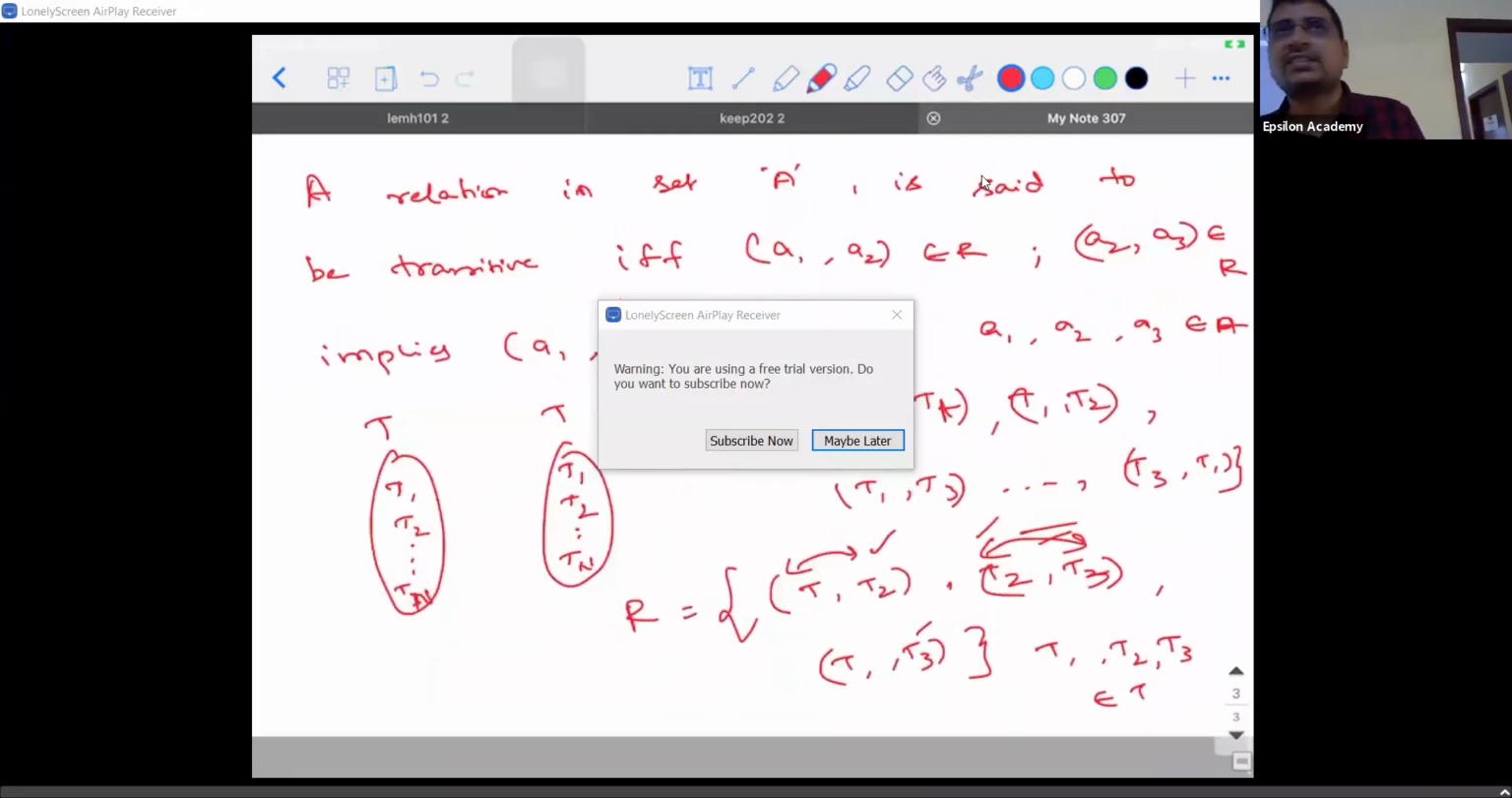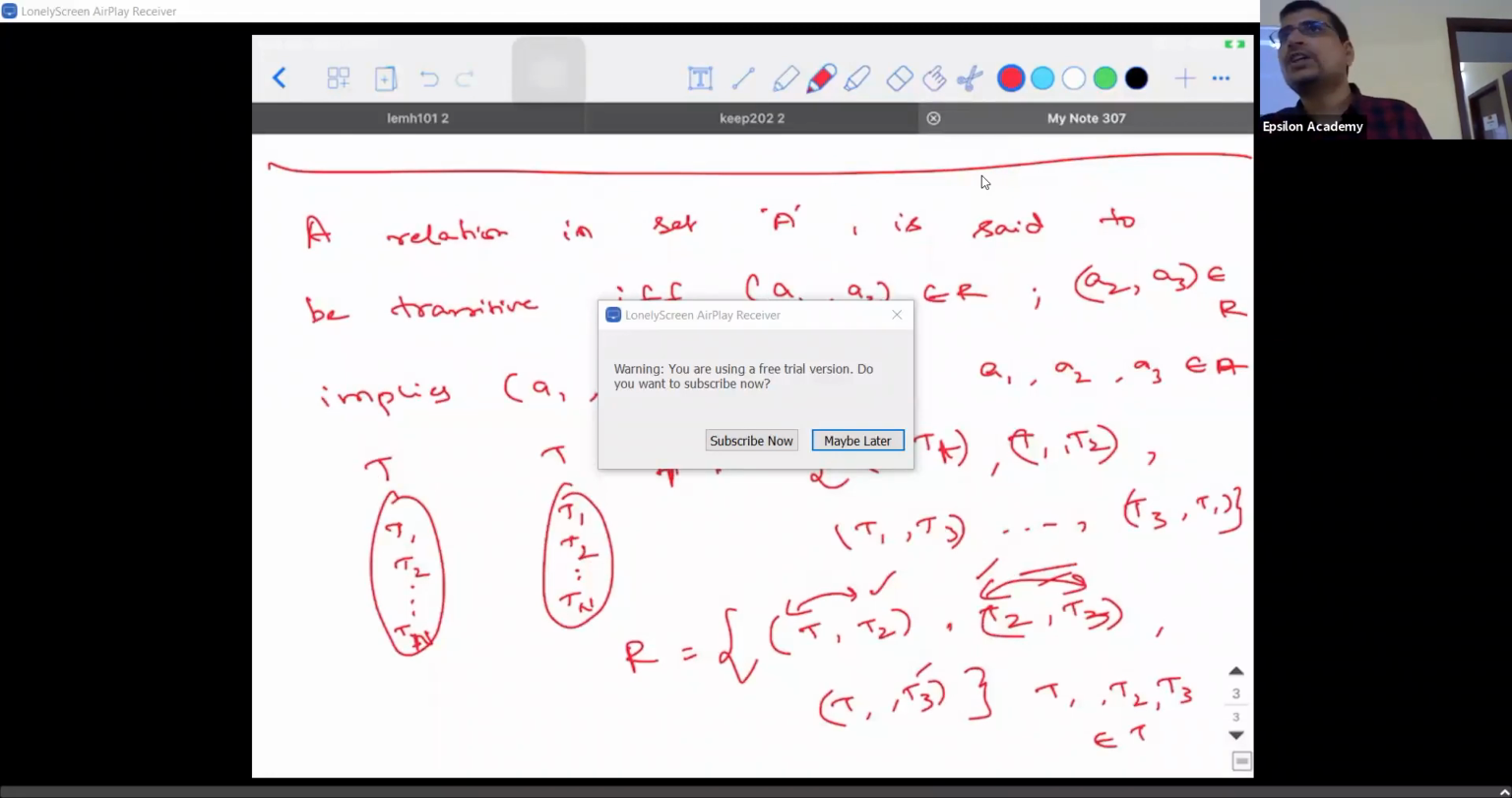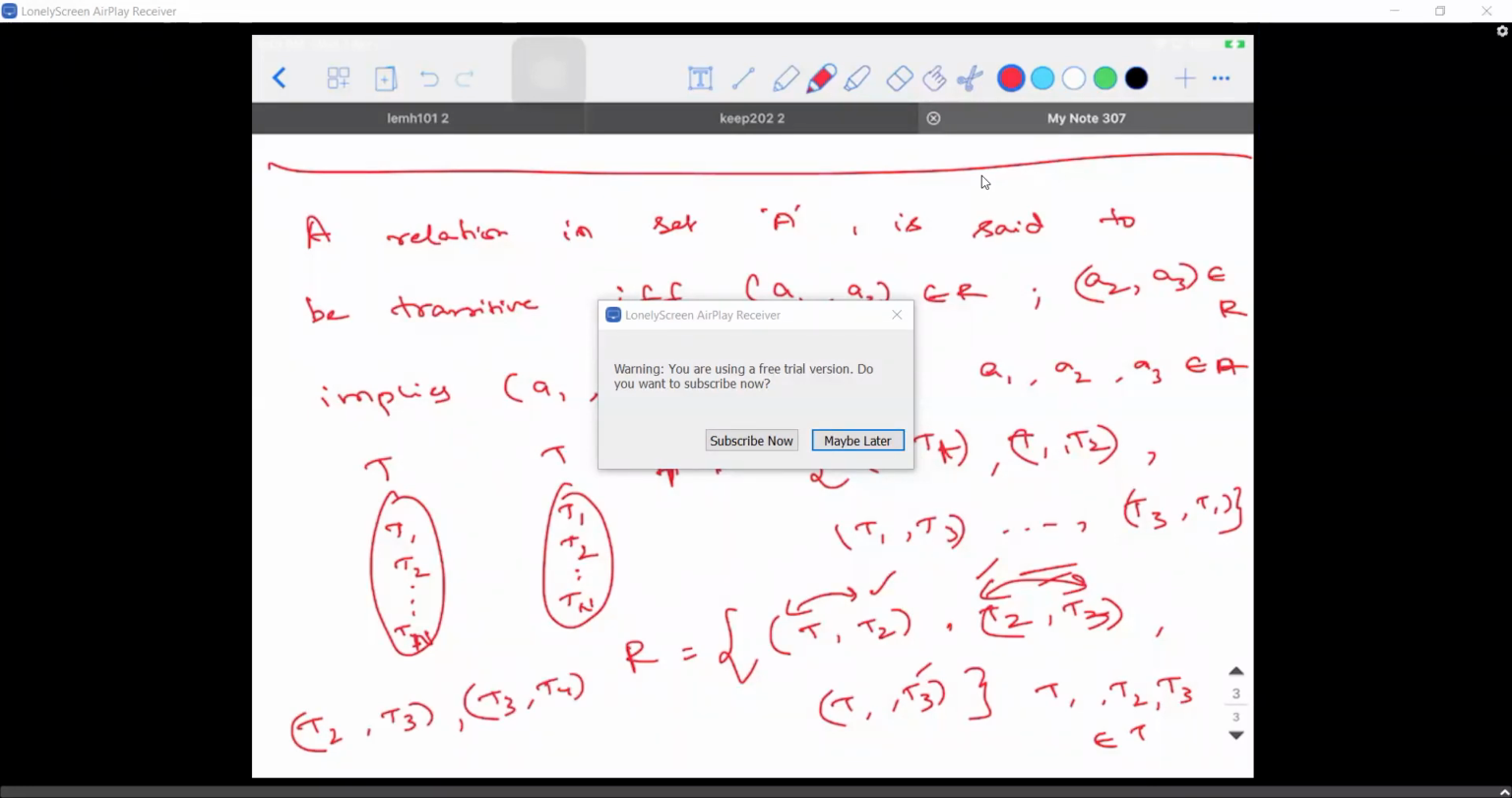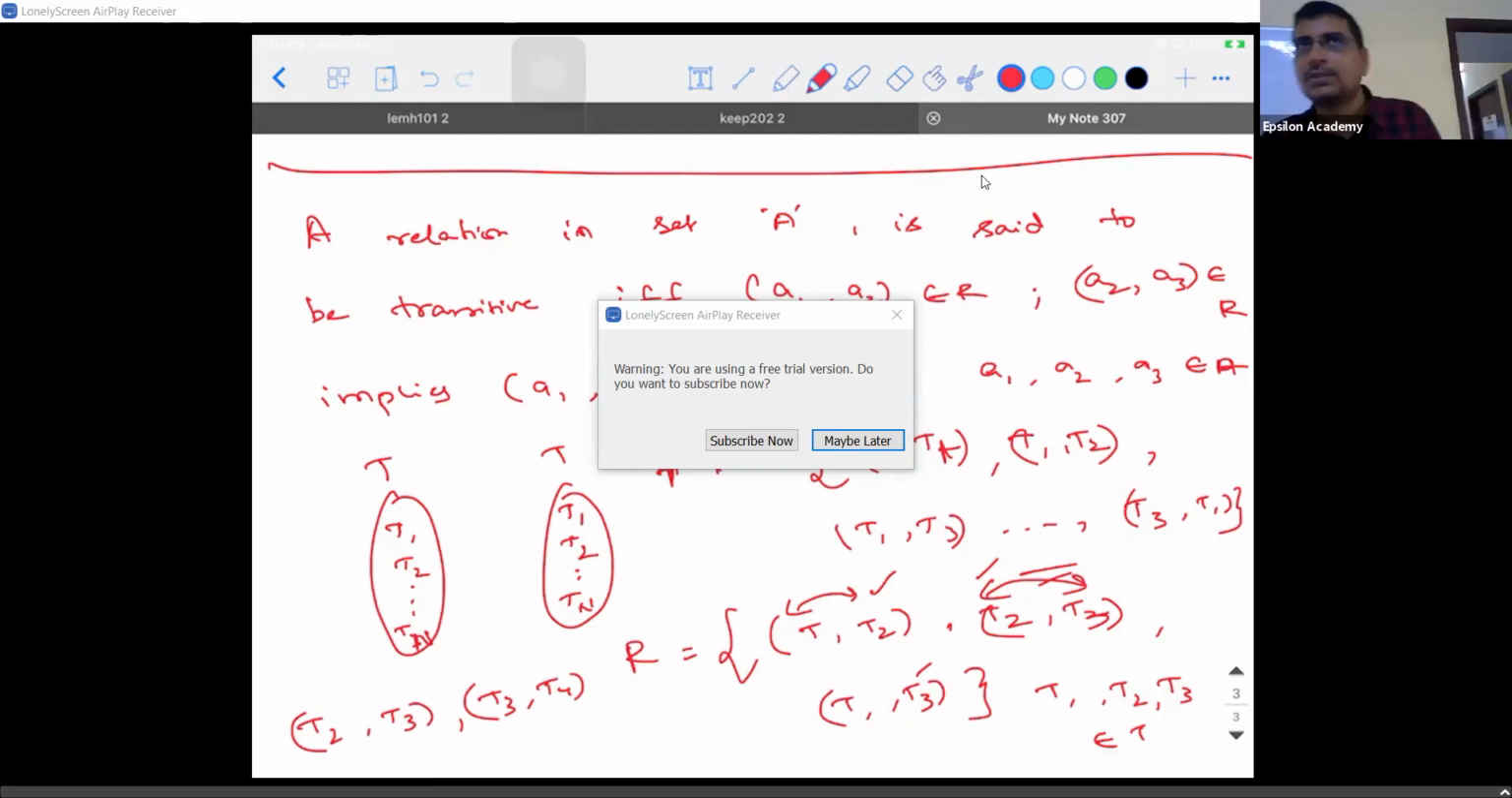Similarly, can you give me another example? You can choose, for example, T2, T3, then T3, T4. If they both belong to the relation R, then will you be able to conclude that T2 is congruent to T4? You take any combination, it will work out. So this is like rough work which you are supposed to do before you conclude the statement.